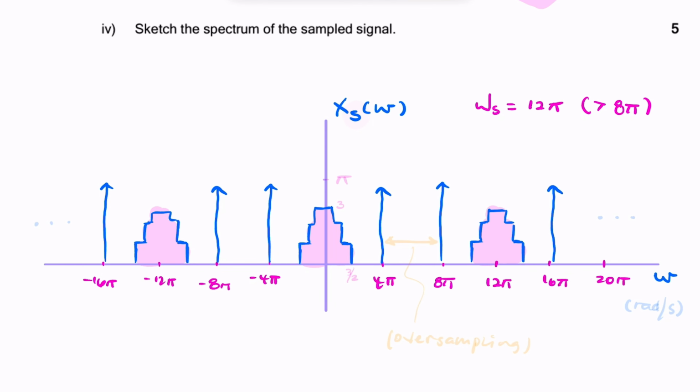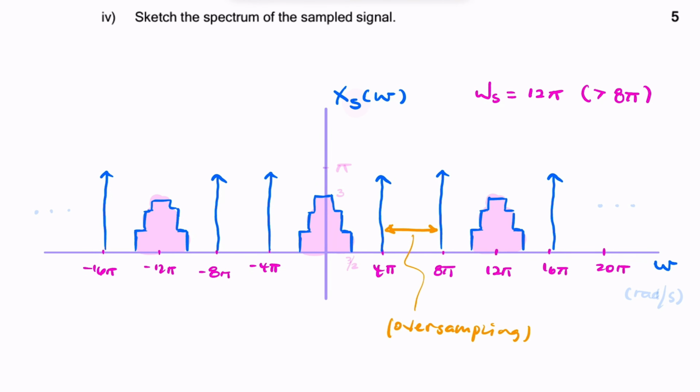Because we're oversampling, that's why we have this gap here. If we were critically sampling, then these two would overlap, and the impulses would coincide. And if we were undersampling, there would be an overlap and we'd have something called aliasing. So that's the spectrum. I just need to show that this repeats with these three dots there.